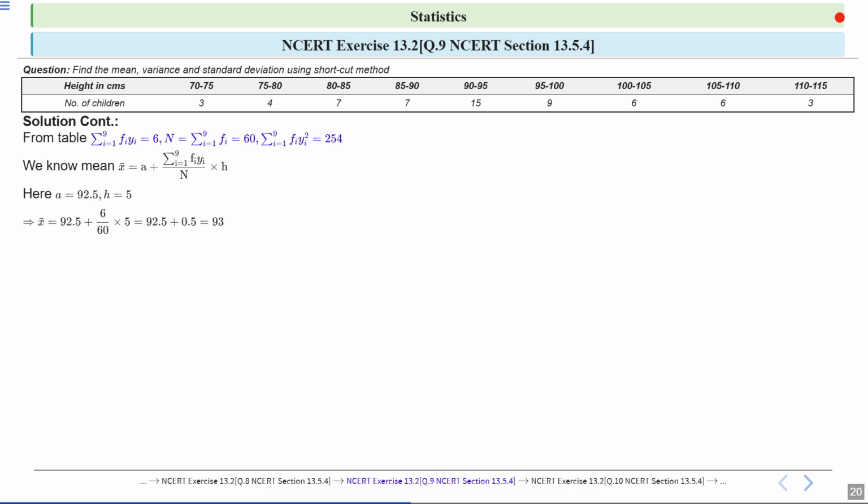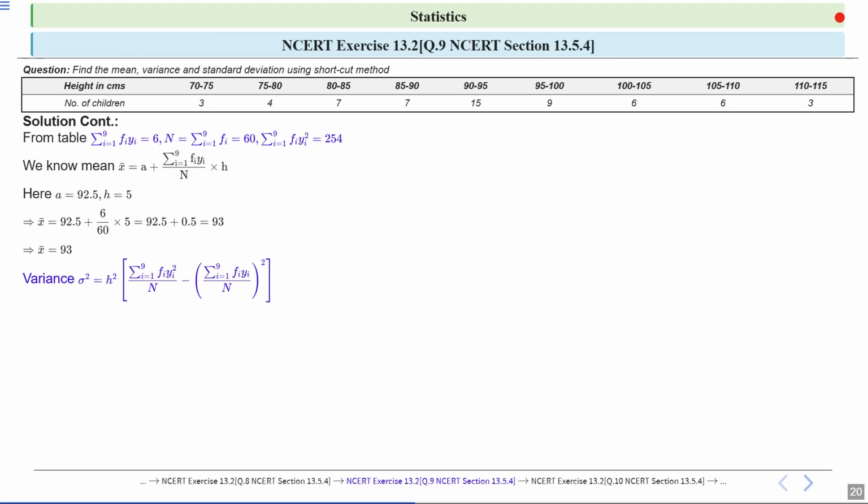Now substitute these values into our formula. So x bar equals 92.5 plus 6 times 5 divided by 60, and this is simply equal to 92.5 plus 0.5, which is equal to 93. So it implies x bar is 93. So our mean for the given data is 93.